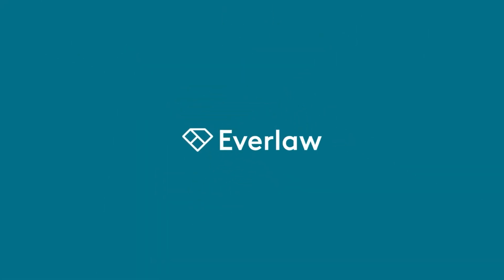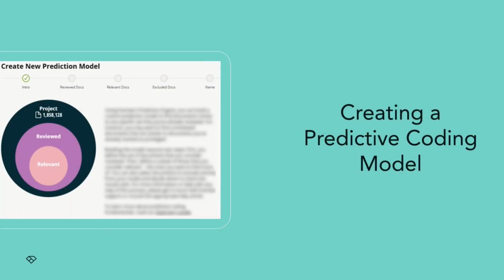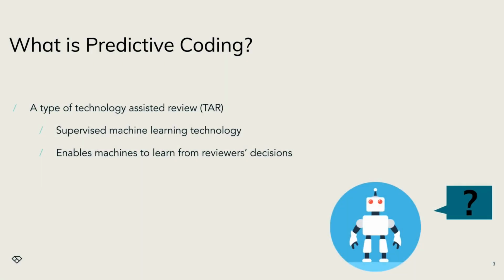My name is Katie, I'm on the user education team, and today I'll be talking about a powerful tool that can help facilitate efficient review. Predictive coding is a type of technology-assisted review, otherwise known as TAR. More specifically, this is a type of supervised machine learning technology that enables computers to learn from human input and make educated guesses when classifying documents.